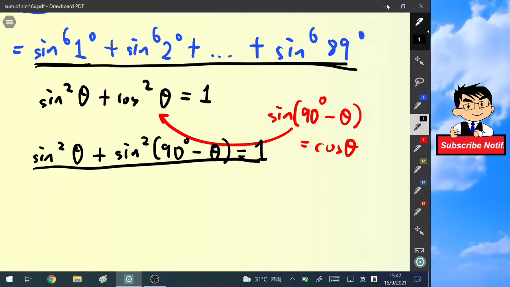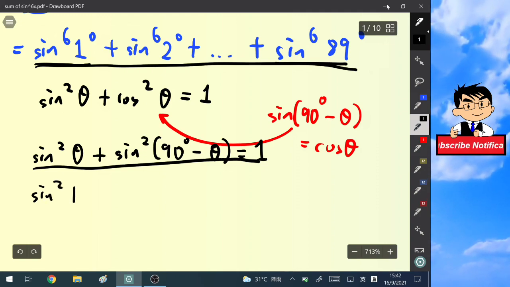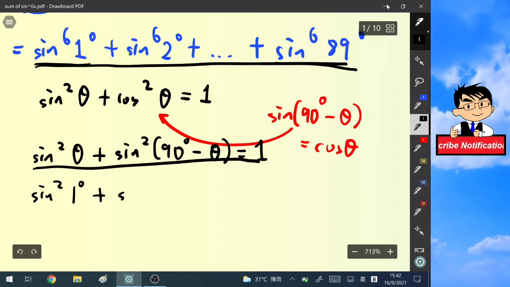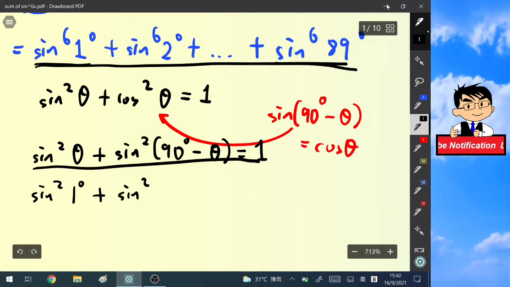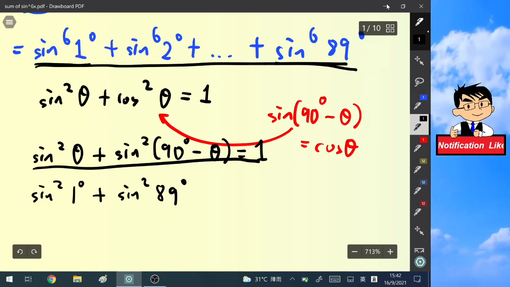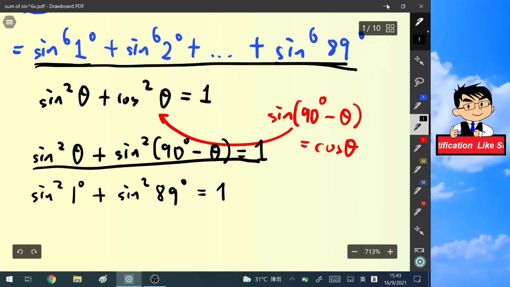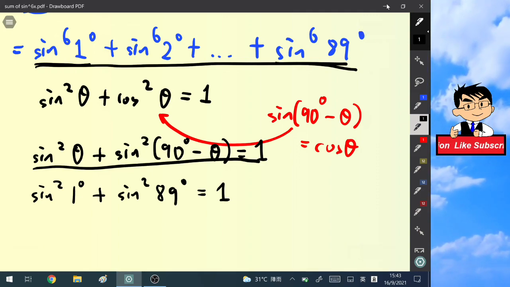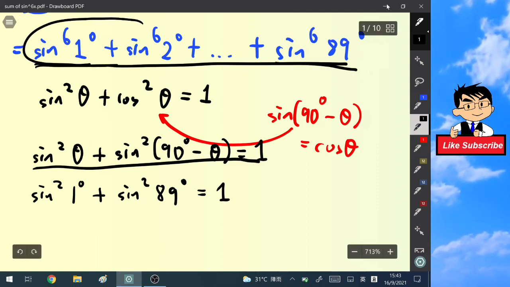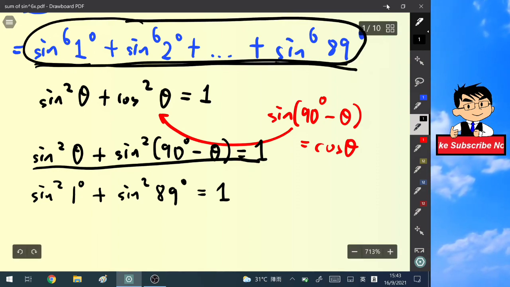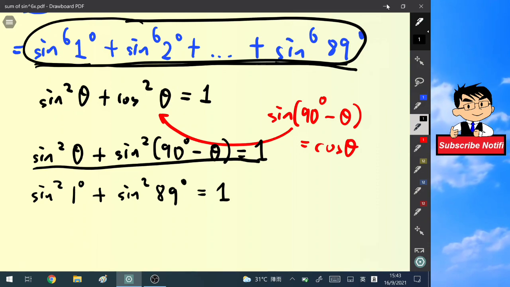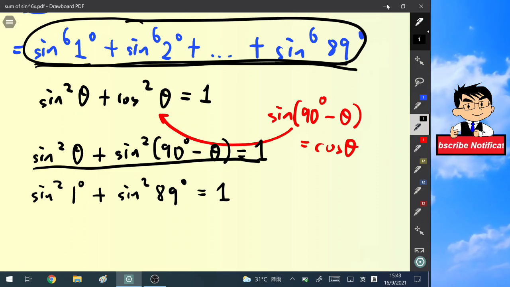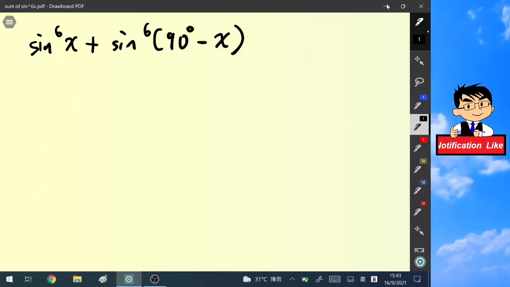For example, if theta is equal to 1 degree, the second term is sine square 89 degrees, and their sum is 1, which is very nice. So what about finding the general expression for the whole summation in the next part? Let's try to simplify this expression first.